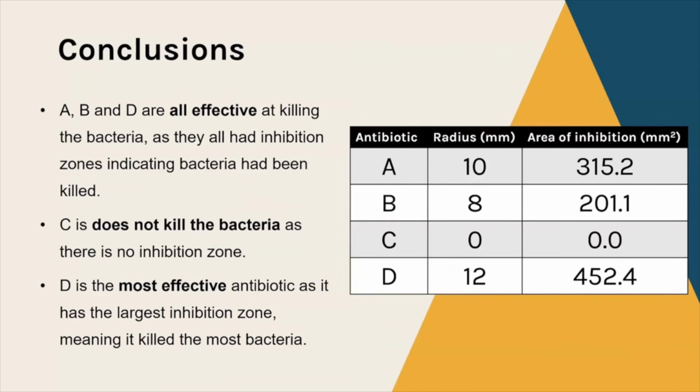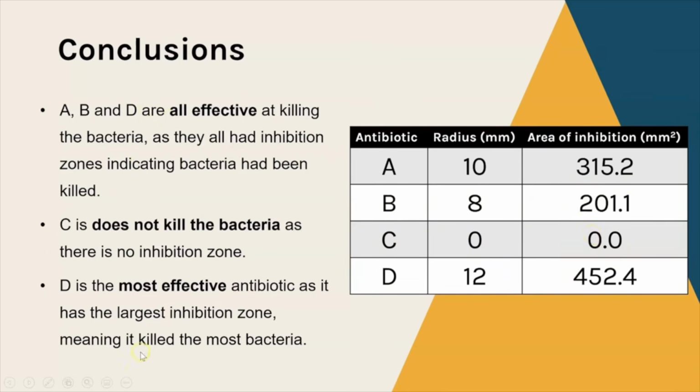So now we've recorded our results, you could then be asked to describe, explain, or come to a conclusion based on your results. Now, the description of these results is where you are just saying the patterns of what you can see. So we could say descriptions like there is an inhibition zone around A, B, and D, but not around C. We have the largest inhibition zone around D and the smallest around B, not including C, which had 0. That would be our description.